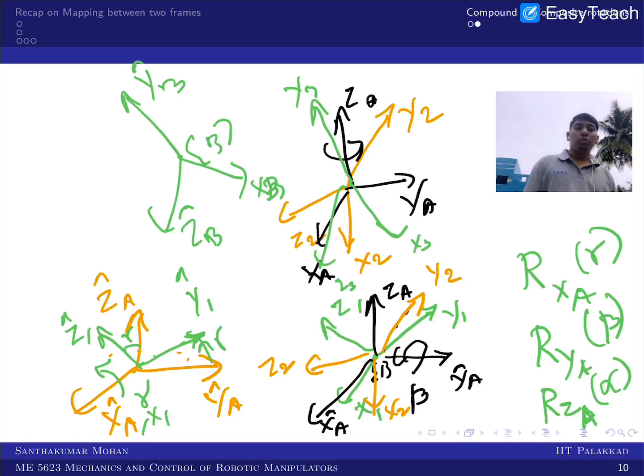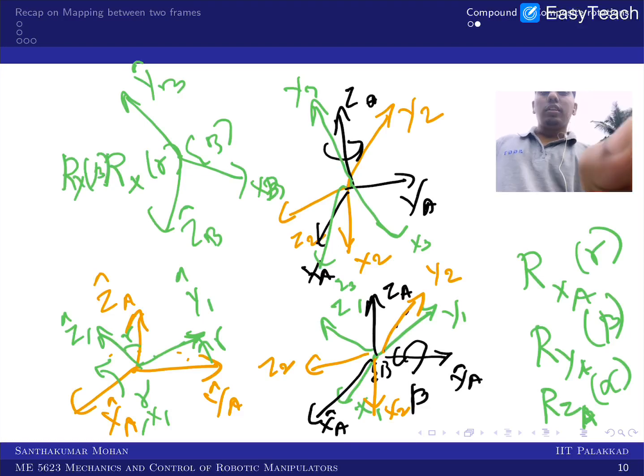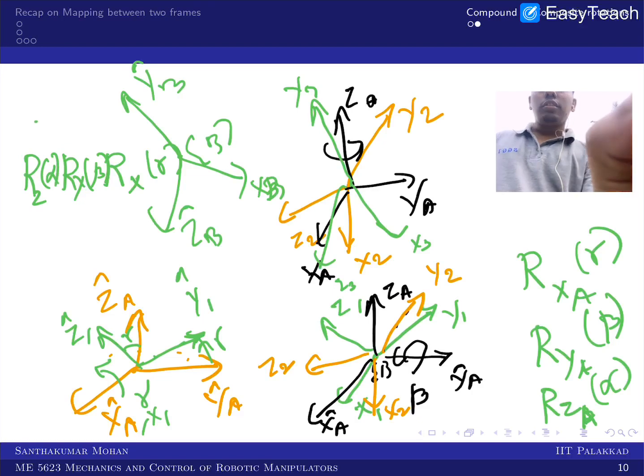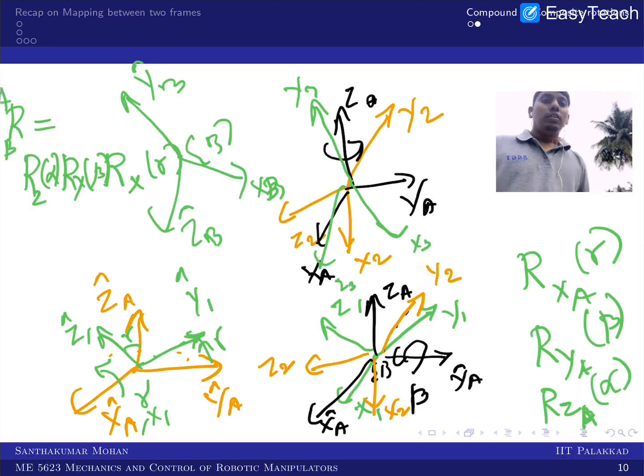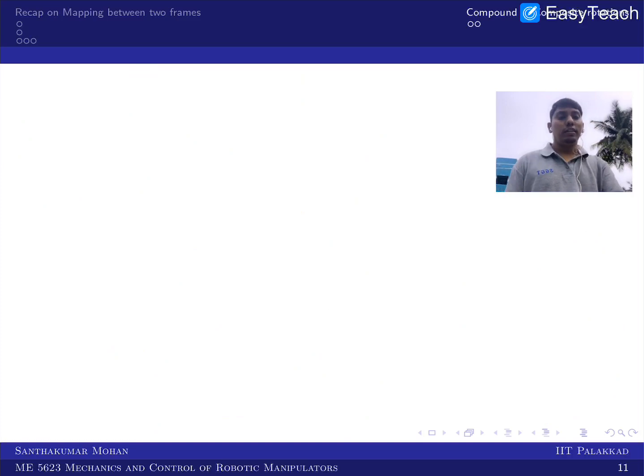So in the sense what you have done, the first operation is Rx gamma, the second operation is Ry beta, and the third operation is Rz alpha. Okay. So this is your rotational information of B with respect to A. Okay. So this is the stage. So now you got it what a fixed angle is, right? Whereas if it is a moving angle, it is straightforward.